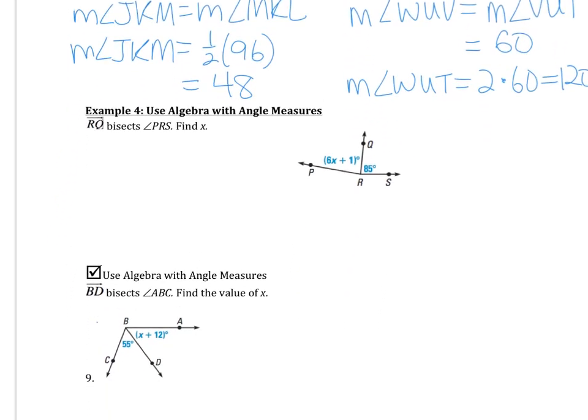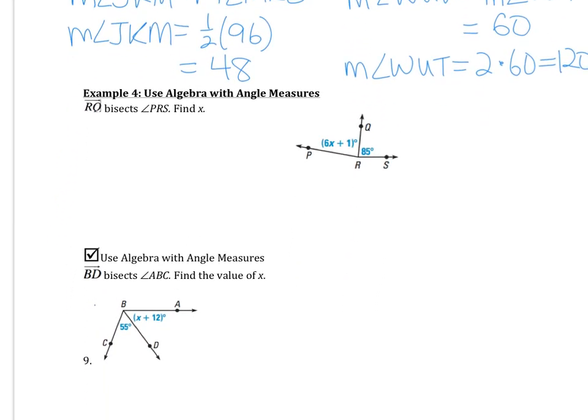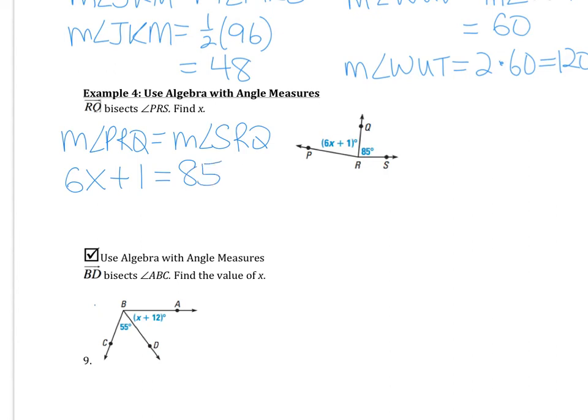We're going to apply this concept with algebra. So again, RQ is a bisector. Being a bisector, then I know the measure of PRQ must equal SRQ. The expression for PRQ is 6x plus 1, and the value for SRQ is 85. And you just solve for x. Subtract 1 from both sides, and then divide by 6. You try. You have 2 of them.